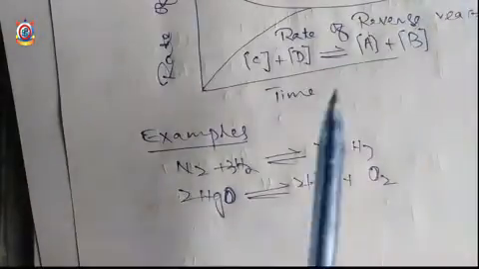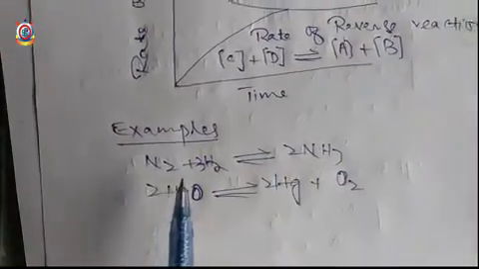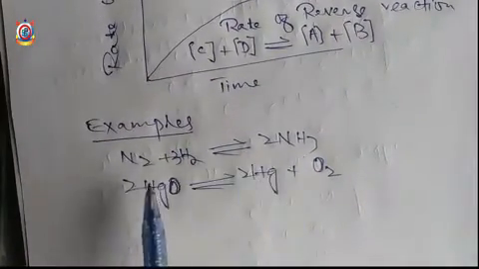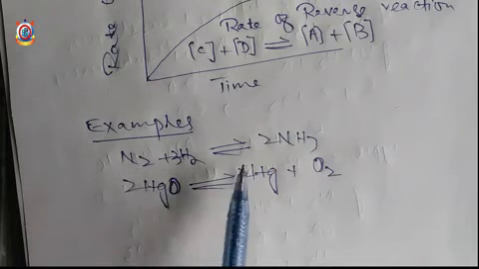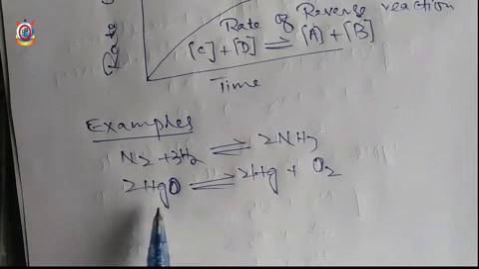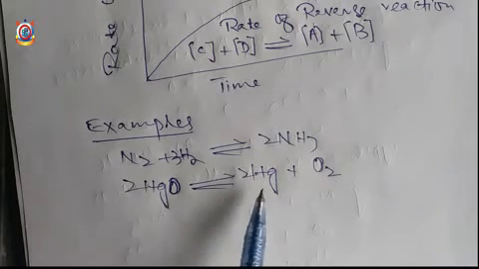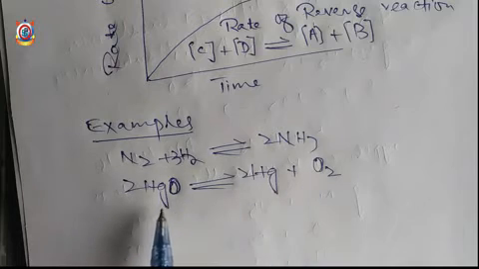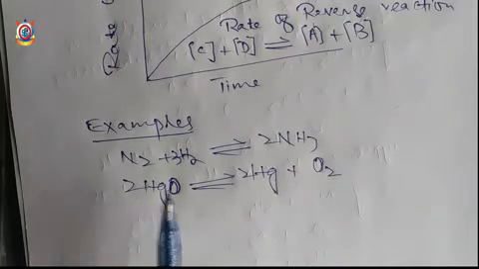Another example of a chemical equilibrium is the formation of ammonia gas, which is formed by the reaction of nitrogen and hydrogen gas. Another example is the formation of mercury and oxygen gas, which is formed by the decomposition of mercury oxide.